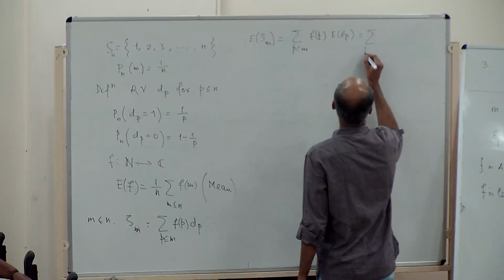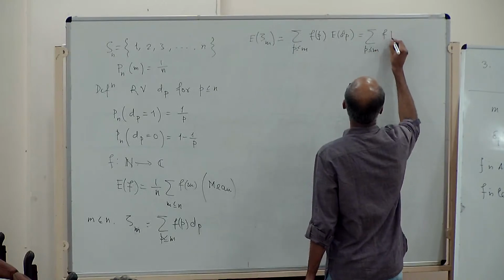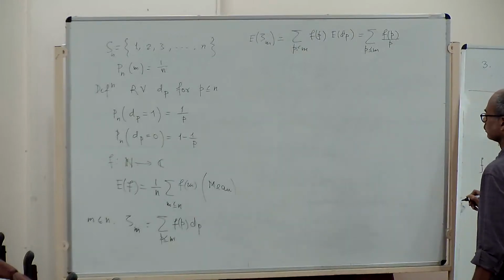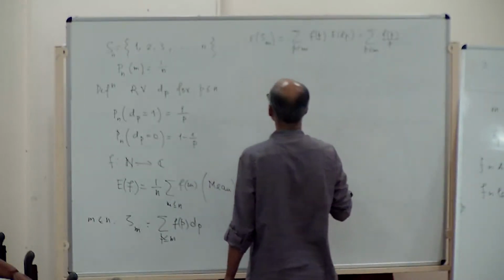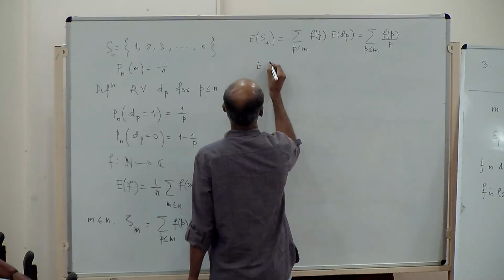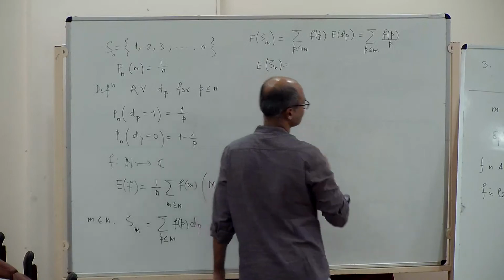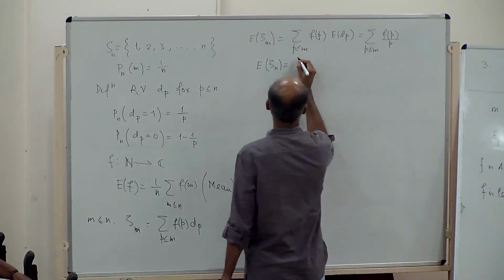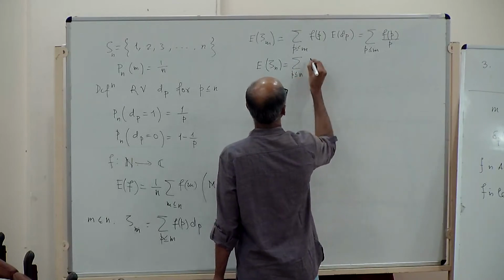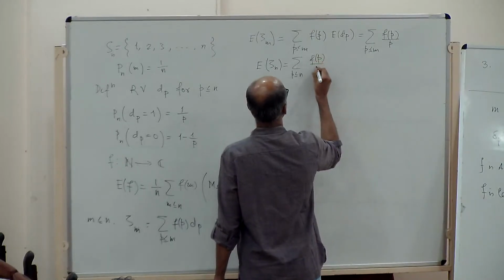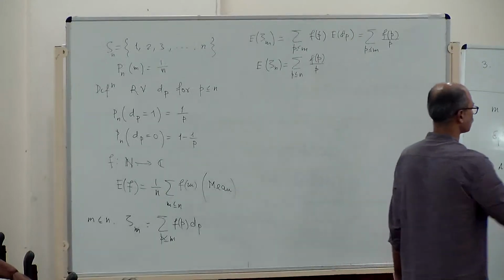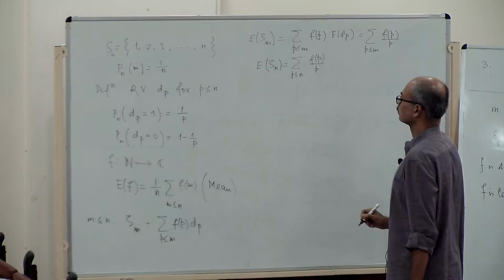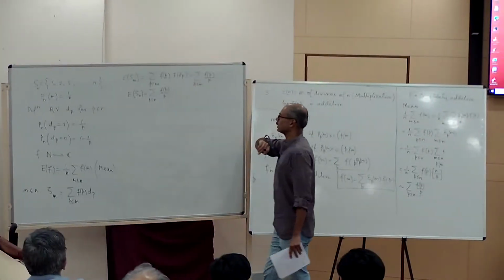So what you have is the sum over p less than or equal to m of f(p) by p. Therefore, if I take zeta n, it is going to be exactly this quantity, the sum over p up to n of f(p) by p, which is almost the mean. Now, the question is what is the variance?